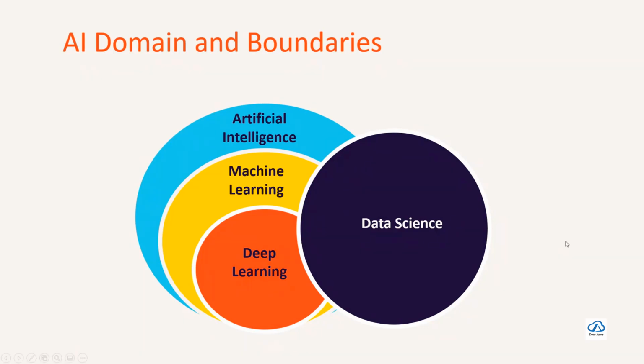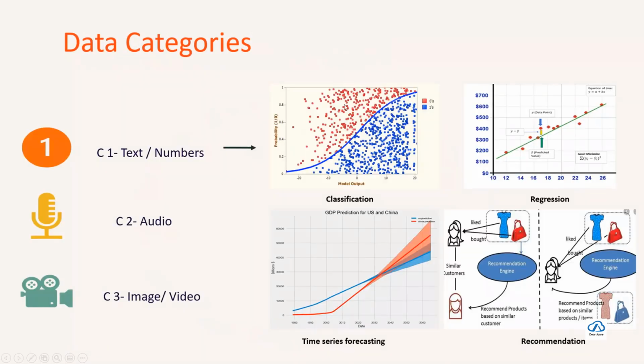Within data science, we deal with different kinds of data. Sometimes they are tabular, sometimes structured data, sometimes unstructured data, sometimes numbers, sometimes there could be images, there could be anything. So based on the data category or type of the data, we choose a different kind of machine learning model.